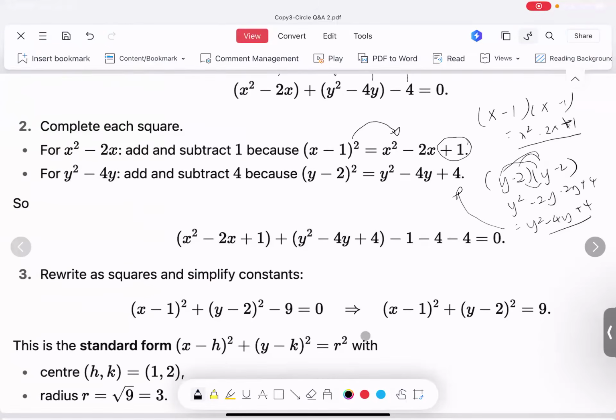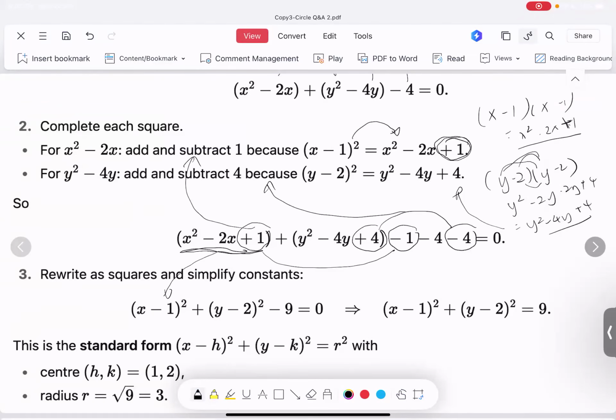Okay, so we move on to here. When you see this, add 1 here and subtract 1 here, equalize it, add 4 here and minus 4 here. So this one represents this one and this one represents this one. After that, you can write in this format already. Finally, this whole entire thing factorizes to become this one: minus 1, minus 4, minus 4.